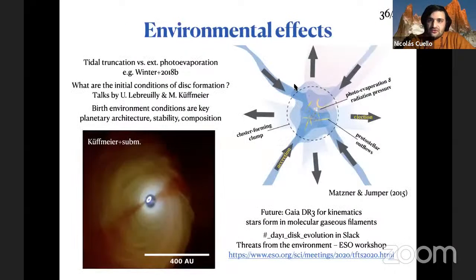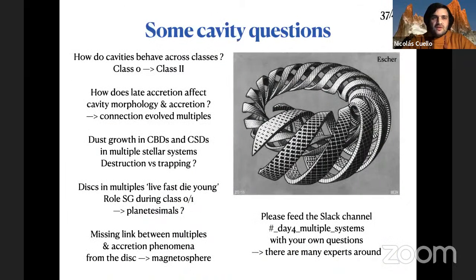And we're also realizing that the environment plays a major role here in terms of tidal truncation and external photoevaporation, and also in setting the initial conditions for disk formation and evolution. And there are two talks about this, one by Hugo Lebreuil and one by Kuffmeier. And these conditions are key to understanding the planetary architecture and the stability and the composition of the planets that form. And most likely Gaia will unlock a lot of things by helping us understand a little bit better the gaseous filaments where stars form. There was a workshop in November about this, and there is online material if you want to check it out.